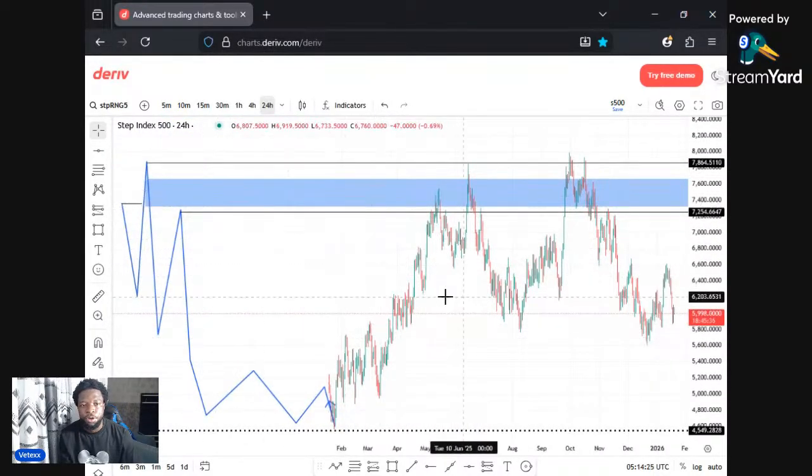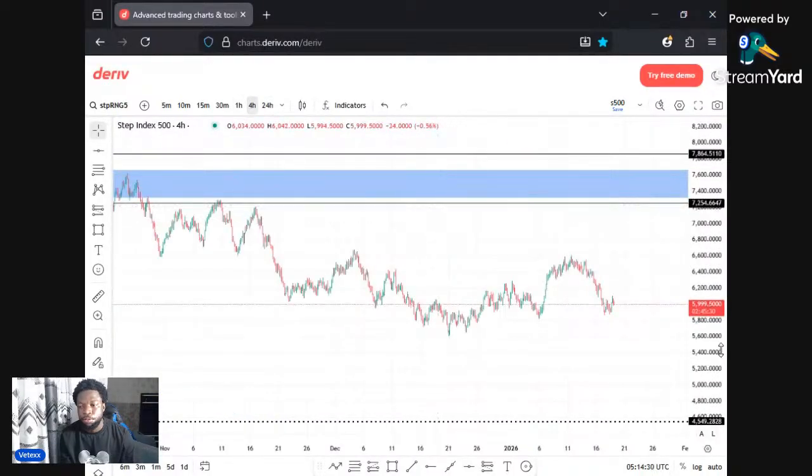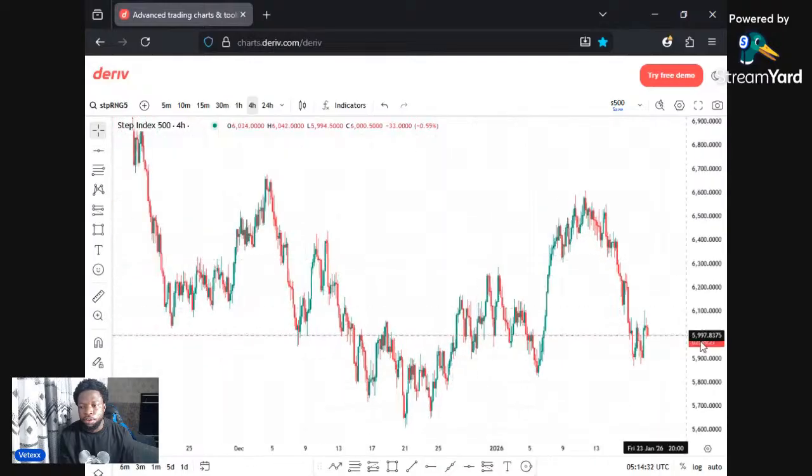If you switch down from the weekly time frame to the daily time frame, you won't see a continuation. But if you go to the 4-hour time frame, you will see a continuation on the 4-hour time frame, which is this. I think this is clear enough for you to see.